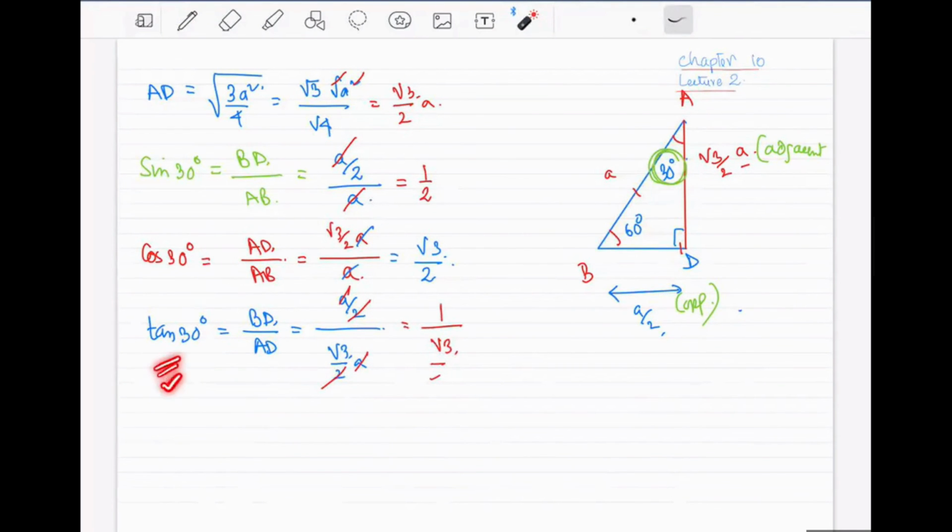If you can do, I can do it again tomorrow. But you better write it down as assignment. You find out sine 60, cos 60, and tan 60 as practice for tomorrow.